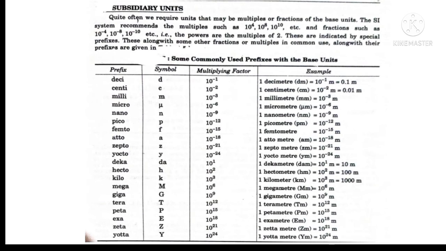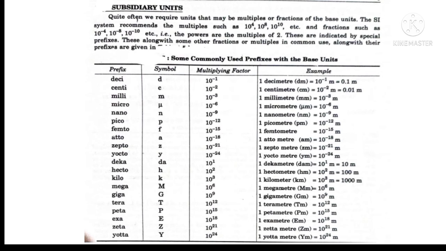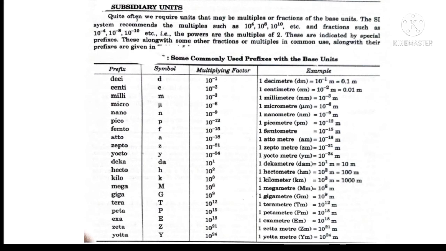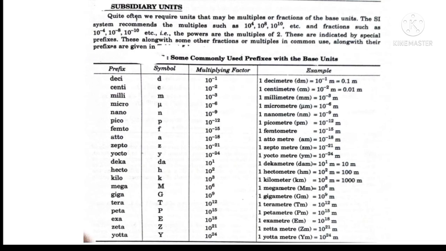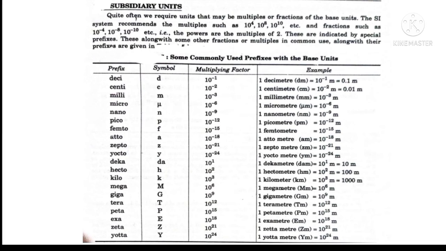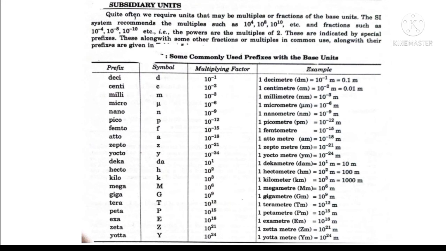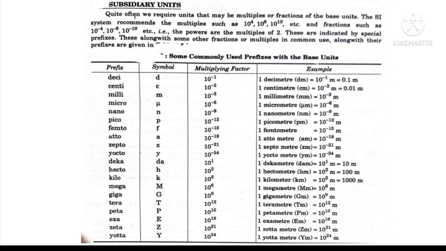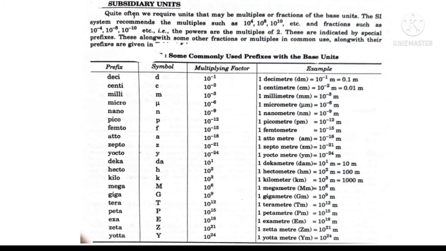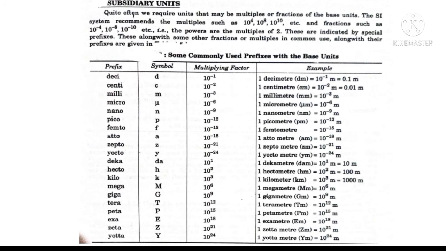The next one is subsidiary units. Quite often we require units that may be multiples or fractions of the base unit. The SI system recommends the multiples such as 10 to the power 4, 10 to the power 8, 10 to the power 10, etc. and the fractions such as 10 to the power minus 4, 10 to the power minus 8, 10 to the power minus 10, etc. That is, the powers are multiples of 2. So these are indicated by special prefixes. These, along with some other fractions or multiples in common use, are given along with their prefixes.